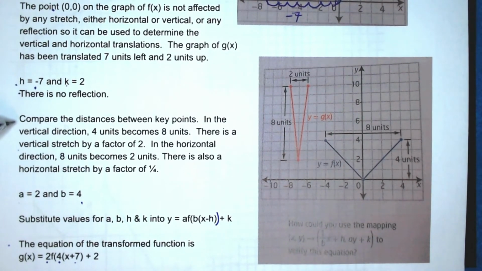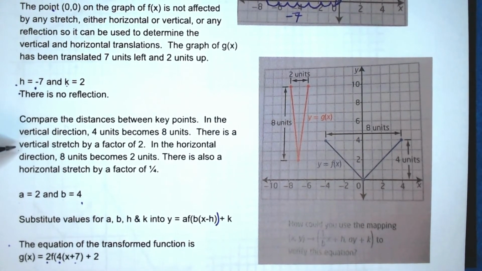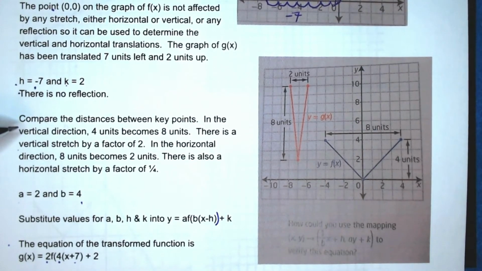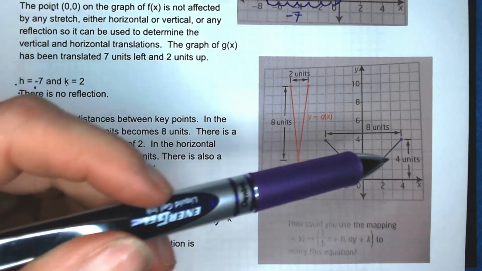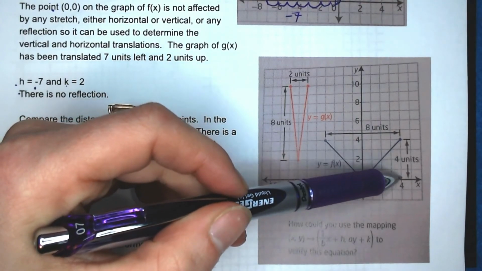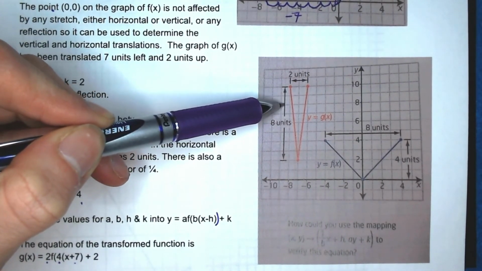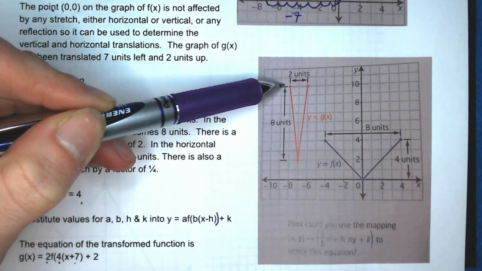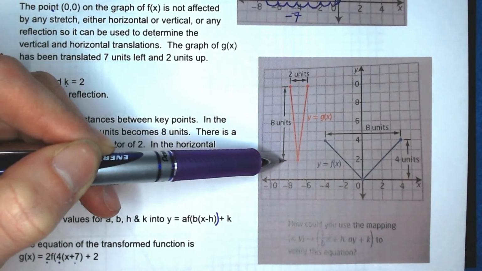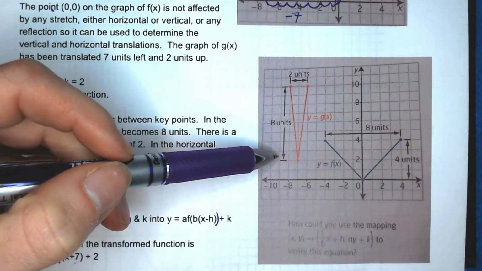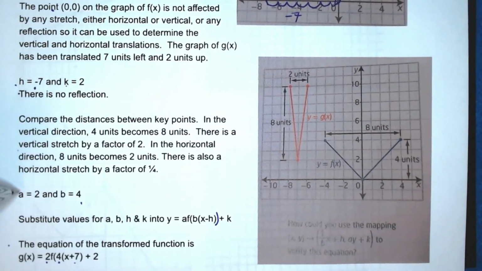Now, in the second part, we need to figure out a and b. And what we want to do is compare how the distances between points have changed. So if we look first at the y values, in f of x it's 4 units, and in g of x it's 8 units. So we can see that the height, or a, has doubled by a factor of 2. So we have a equals 2.